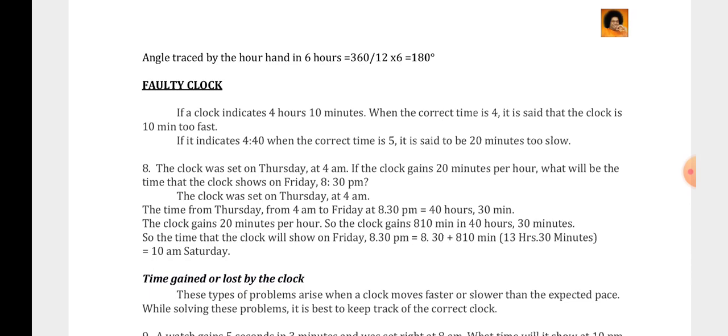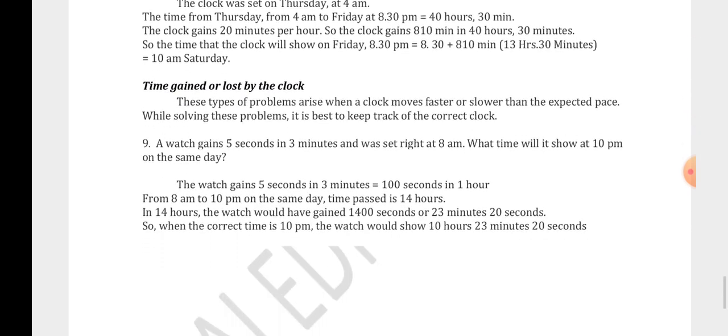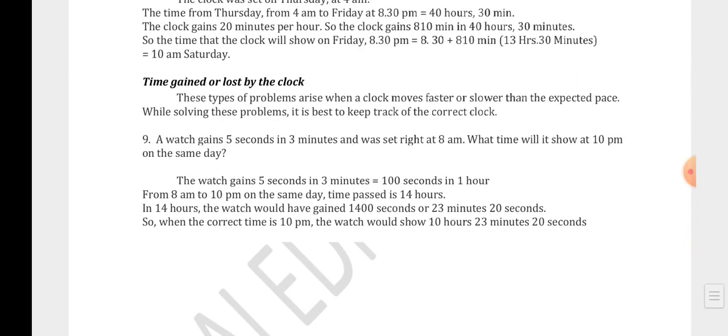Then we can find out another question. Last topic: time gained or lost by the clock. This type of problem arises when the clock moves faster or slower than the expected pace. While solving this problem, it is best to keep track of the correct clock. The difference between a faulty clock and gained or lost is something different.